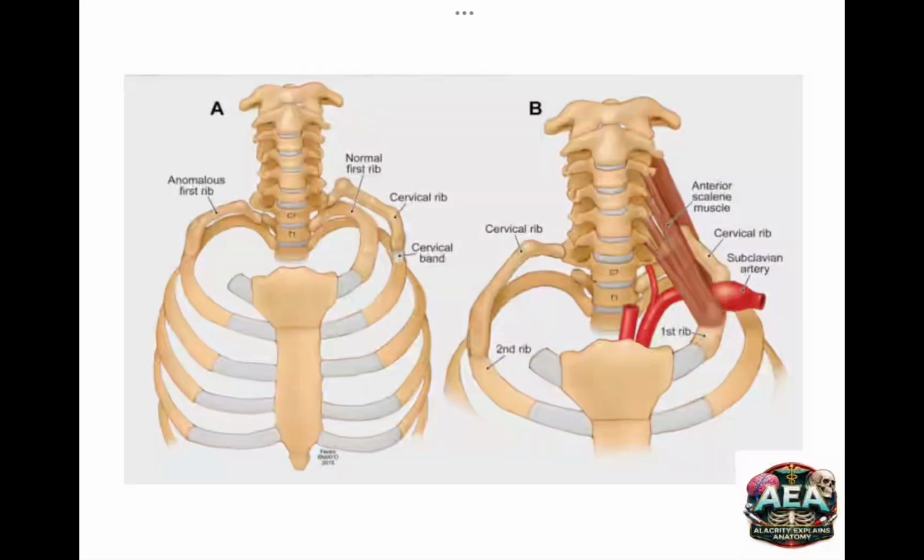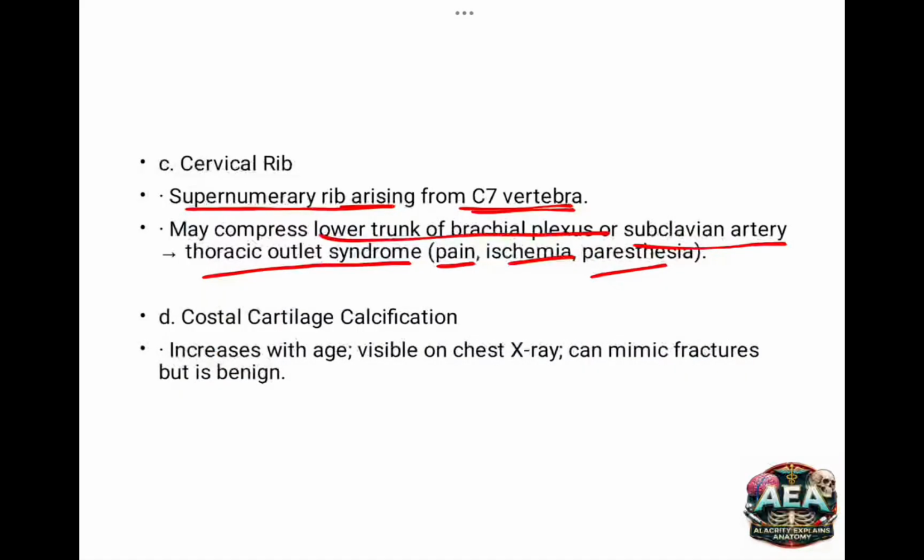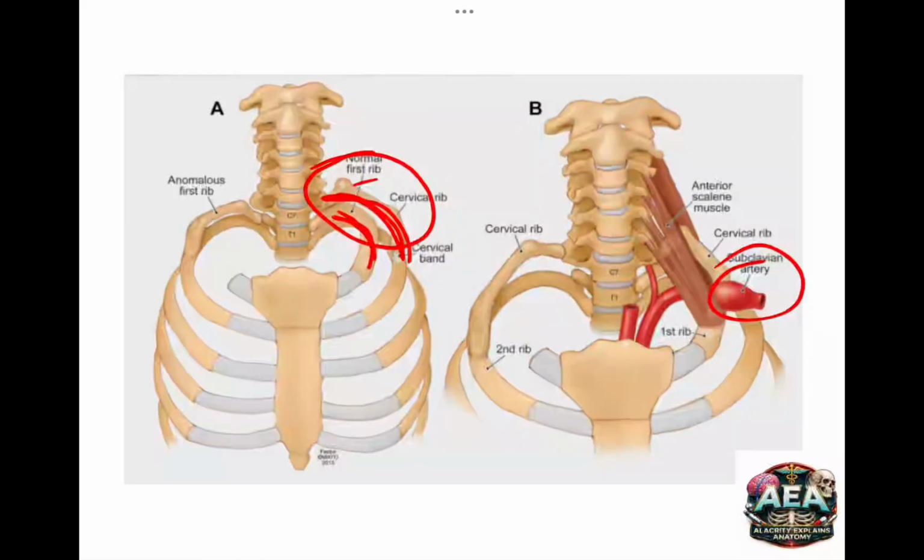These are cervical ribs. This is an extra rib. This is the normal first rib here. This is the cervical rib. So you might compress the subclavian artery as well as the lower trunk of the brachial plexus. You can also have costal cartilage calcification, which is a calcification of the costal cartilage of the ribs. This occurs with increase in age. It is visible on chest x-rays and may mimic fractures of ribs, but it is benign.